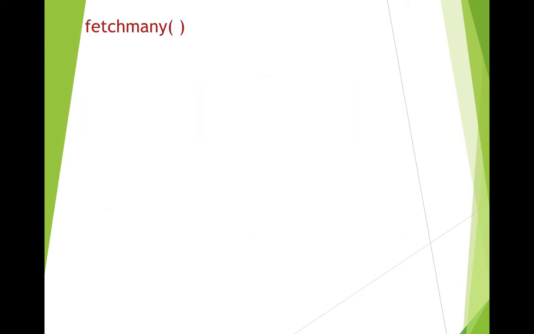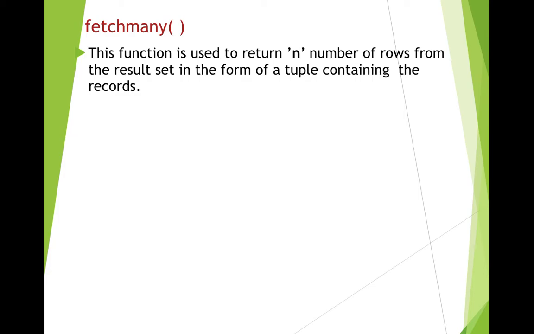Now let's see the last function of data extraction, which is the fetchmany function. Now this function is used to return n number of rows from the result set in the form of a tuple containing the records. So sometimes you do not want all the records or just one record. You might want the freedom to display as many rows as per your wish, so then you can use the fetchmany function. What is the syntax?